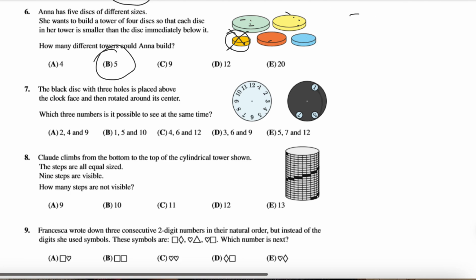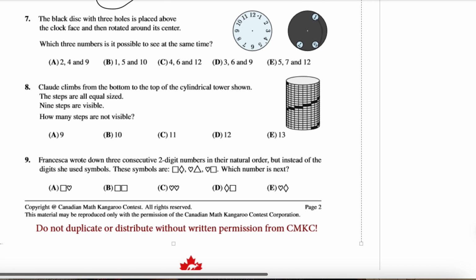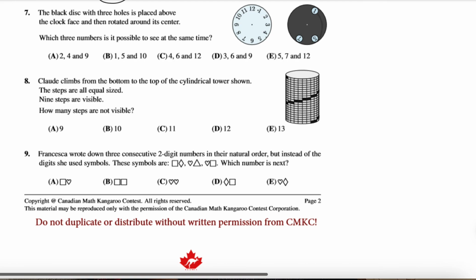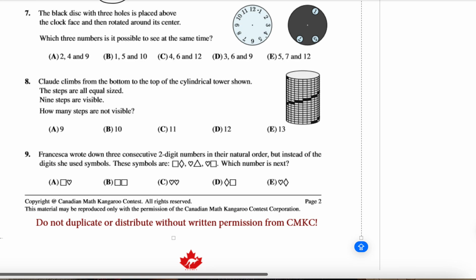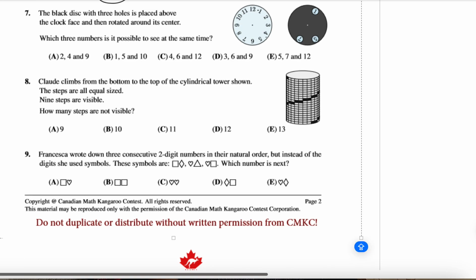Next question. The black disc has 3 holes and is placed above a clock face and then rotated around its center. Which 3 numbers is it possible to see? So as you can see, this one and this one have a difference. This one has a difference of 4, and this one has a difference of 2. So we need to find 3 numbers that have the difference of 4 and the difference of 2.